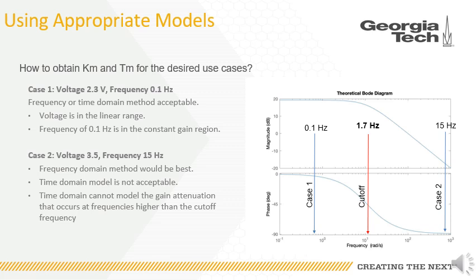It is important to use an appropriate method to obtain Km and Tm. For use case 1, either the frequency or the time domain method is acceptable. The voltage is in the linear range and the frequency of 0.1 Hz is in the constant gain region and below the cutoff frequency. However, for case 2, only the frequency method is acceptable. The time domain cannot model the gain attenuation that occurs at frequencies higher than the cutoff frequency. Because the time domain method does not consider frequency, it is not appropriate for use case 2.